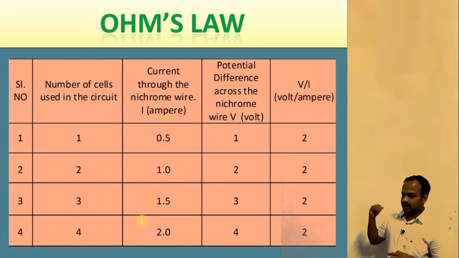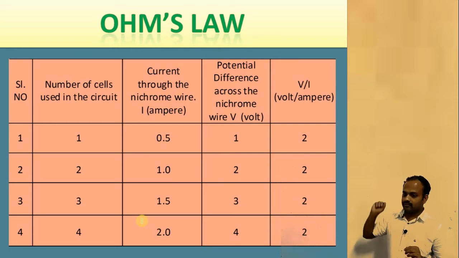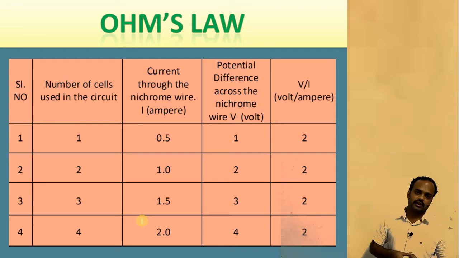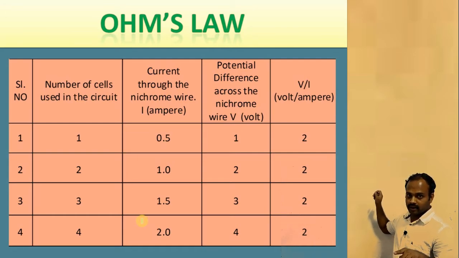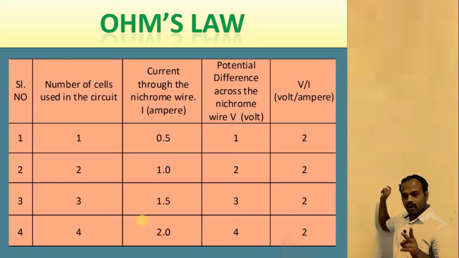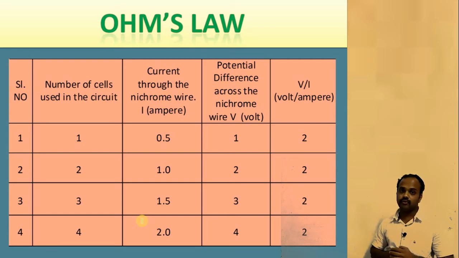We have taken the serial number, the number of cells used in the circuit, the current I through the nichrome wire, the potential difference V across the nichrome wire, and the V by I ratio. When one cell is connected, the current through the nichrome wire is 0.5 ampere and the voltage is 1 volt. When 2 cells are connected, current is 1 ampere, voltage is 2 volt. With 3 cells, current is 1.5 ampere, voltage is 3 volt, and with 4 cells, current is 2 ampere and voltage is 4 volt.